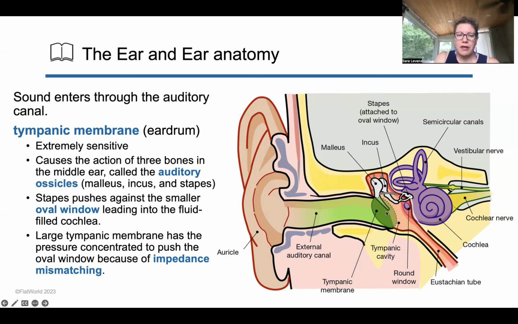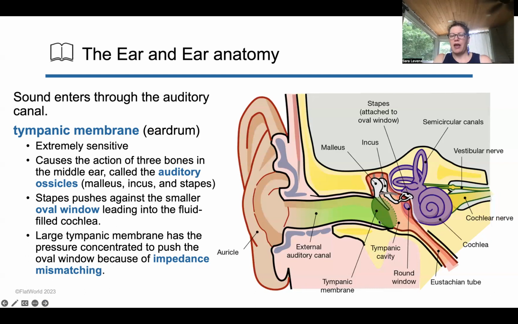And when air hits it, it causes the action of the 3 bones in the middle ear called the auditory ossicles, which are right here. You can see these 3 connected to the tympanic membrane. It affects these and causes them to shift and move: the malleus, incus, and the stapes. And then they're moving against a much smaller oval window that is right in here.